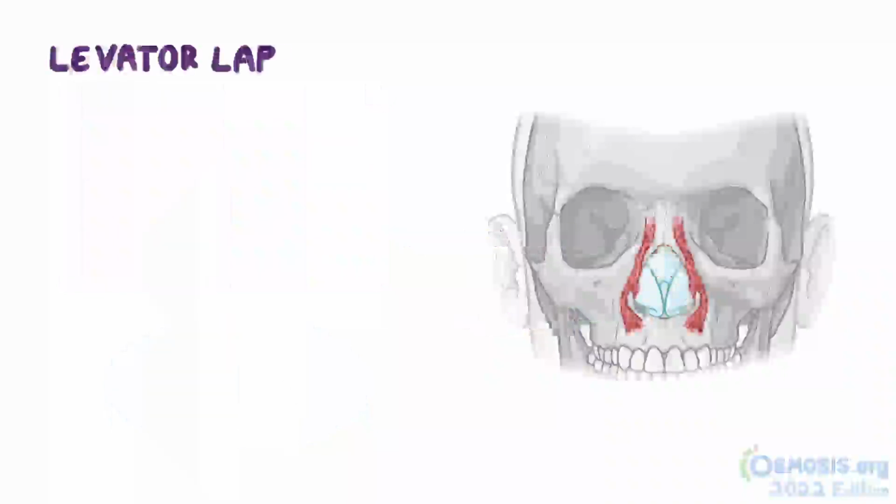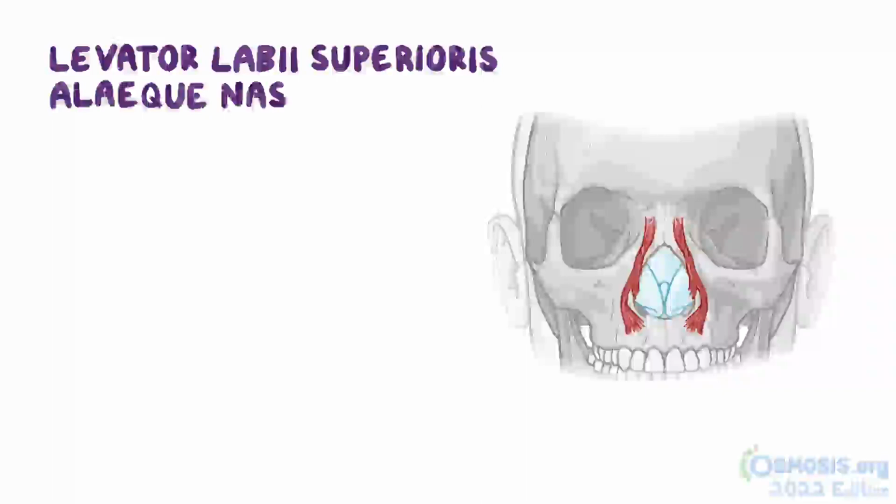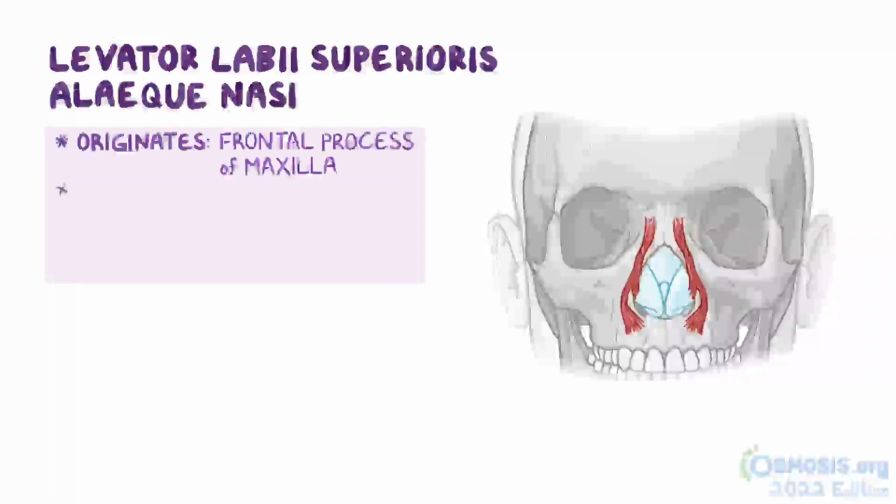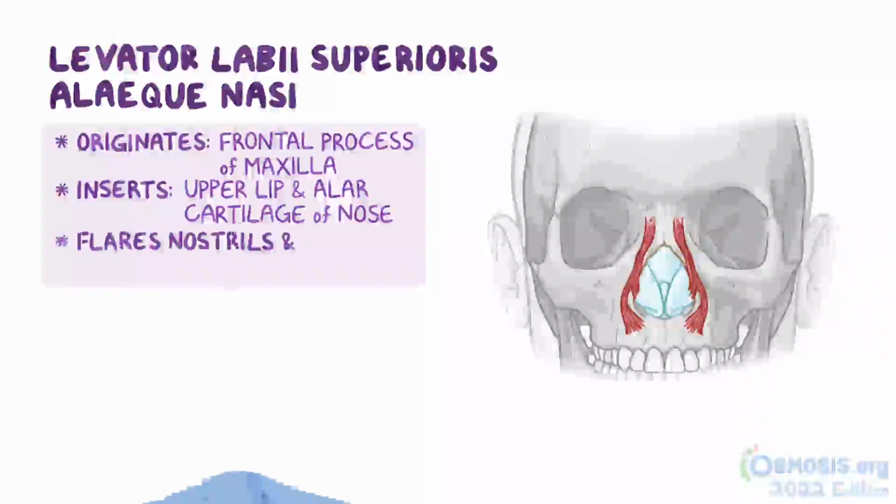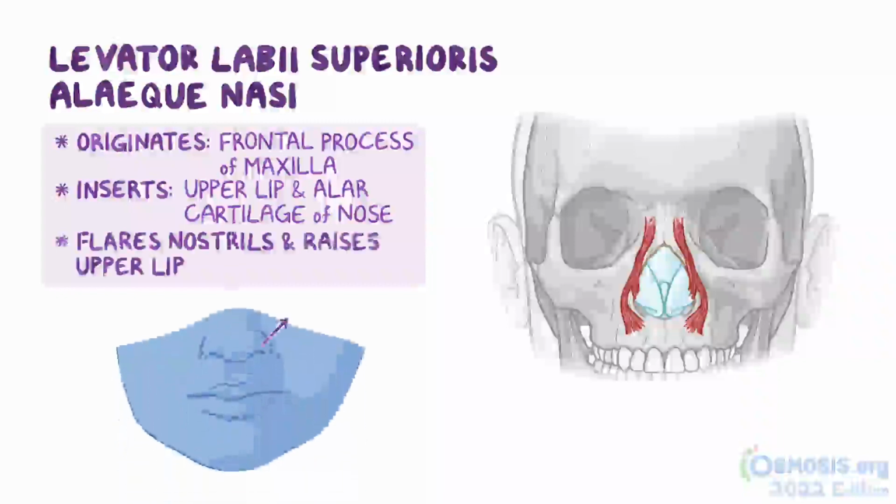The levator labii superioris aliquae nasi originates on the frontal process of the maxilla and inserts on the upper lip and the alar cartilage of the nose. It flares the nostrils and raises the upper lip.